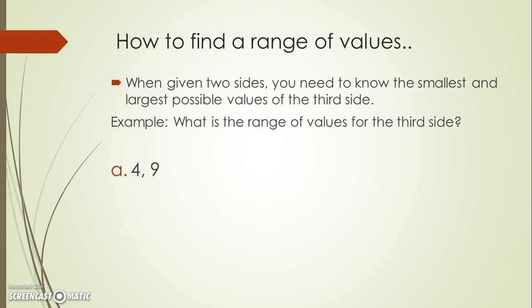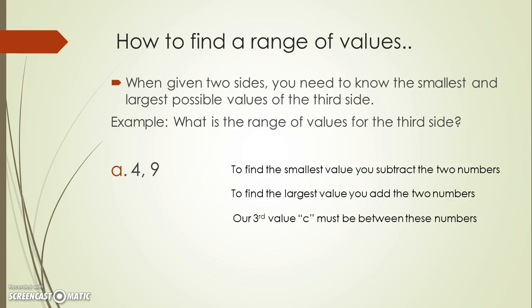Finally, to find the range of values, what you do is you subtract the two values to find the lowest range, and you add the two values to find the higher range. So 9 minus 4 is 5, and then 4 plus 9 is 13. So our range is from 5 to 13. C is bigger than 5 and less than 13.